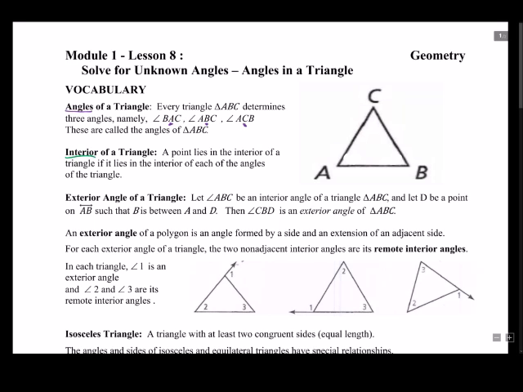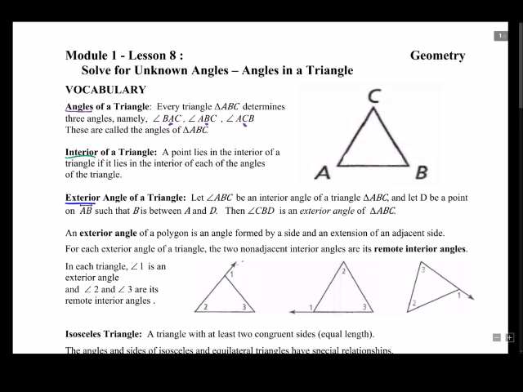The interior of a triangle: a point lies in the interior of a triangle if it is in the interior of each of the angles. So that's just talking about the inside of the triangle because it's inside all of the angles.